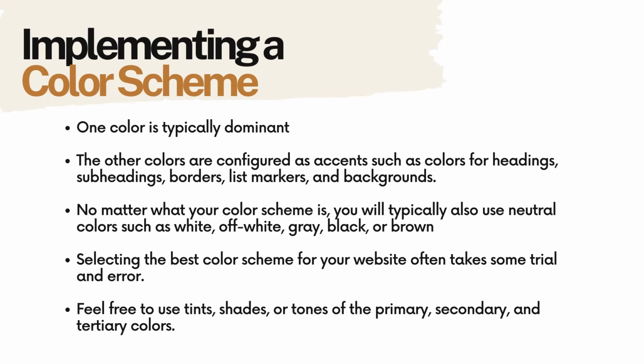Implementing a color scheme. When designing a web page with a color scheme, one color is typically dominant. The other colors are configured as accents such as colors for headings, subheadings, borders, list markers, and backgrounds. No matter what your color scheme is, you will typically also use neutral colors such as white, off-white, gray, black, or brown. Selecting the best color scheme for your website often takes some trial and error. Feel free to use tints, shades, or tones of the primary, secondary, and tertiary colors.